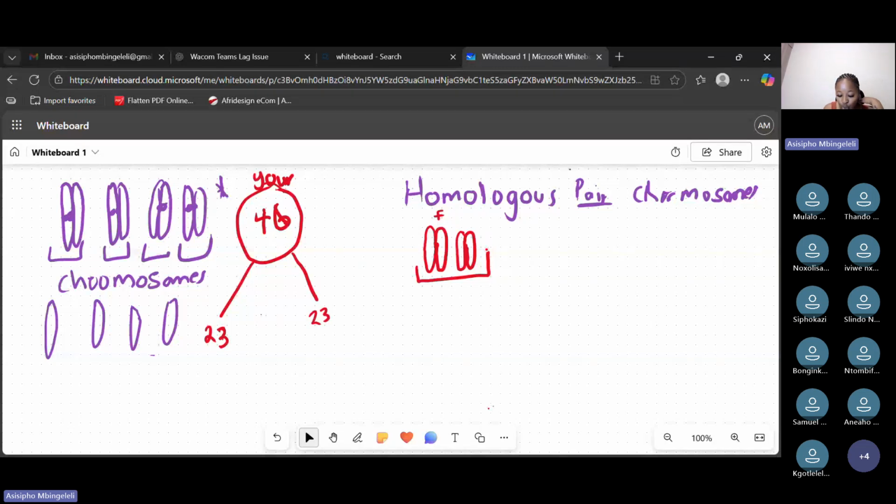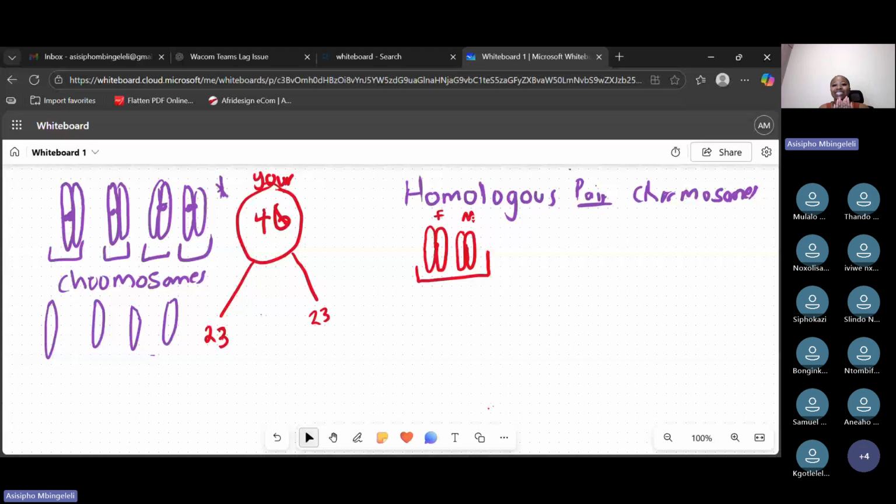Now, these two chromosomes, one from the father and one from the mother, we refer to them as a homologous pair of chromosomes. We don't look at 46 chromosomes and say the first two are a pair. No, no, no. We only call them a pair when one is from the mother and one is from the father.